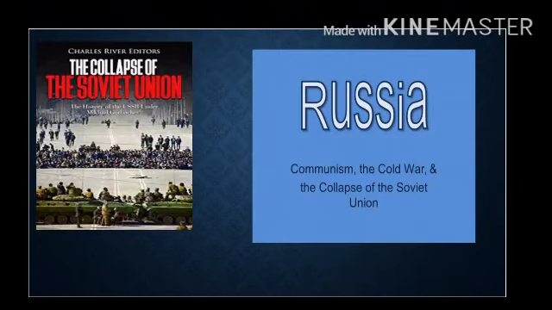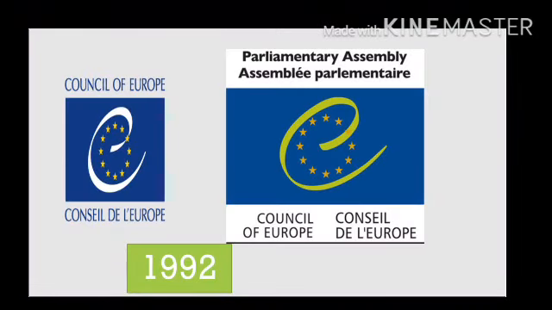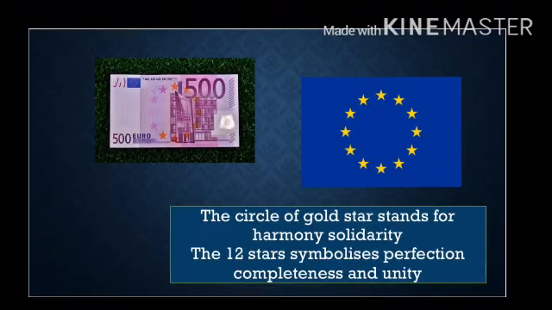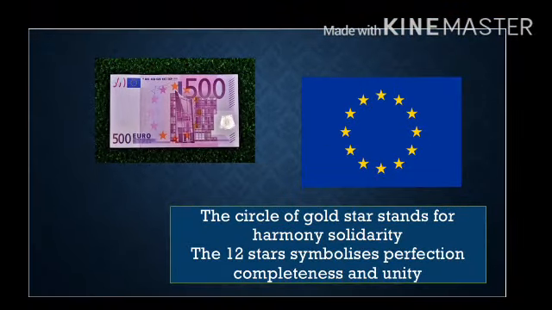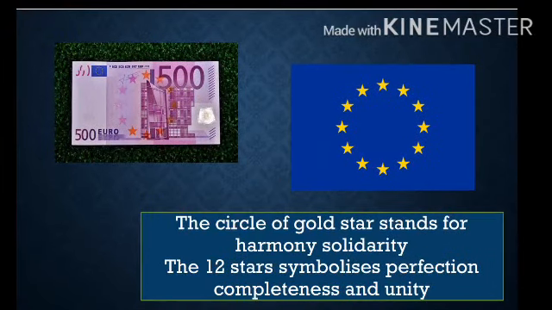With the collapse of the Soviet bloc, Europe was put on track and established the European Union in 1992. So the Council of Europe was formed and the Parliament was created. The unification of Europe came in 1992. Now Europe has its own currency. We can see this currency; it is named the Euro. The flag of Europe is a circle of gold stars. This stands for harmony and solidarity, and all 12 stars on the flag symbolize perfection, completeness, and unity.